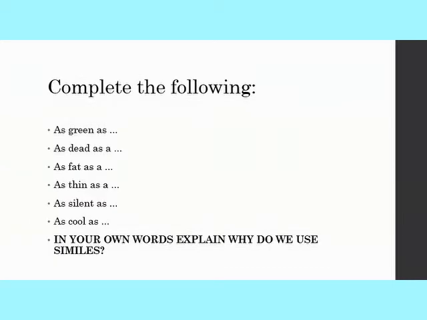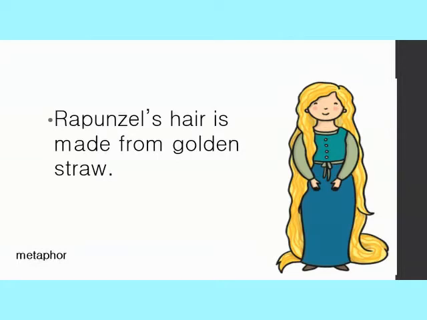I want you to complete the following: as green as, as dead as, as fat as a, as thin as a, as silent as, as cool as. In your own words, explain why we use similes. Okay, I would like you to complete that task. Here's something to help you. Rapunzel's hair is made from golden straw. It's not actually made from golden straw. I only think teddy bears and scarecrows have golden straw.